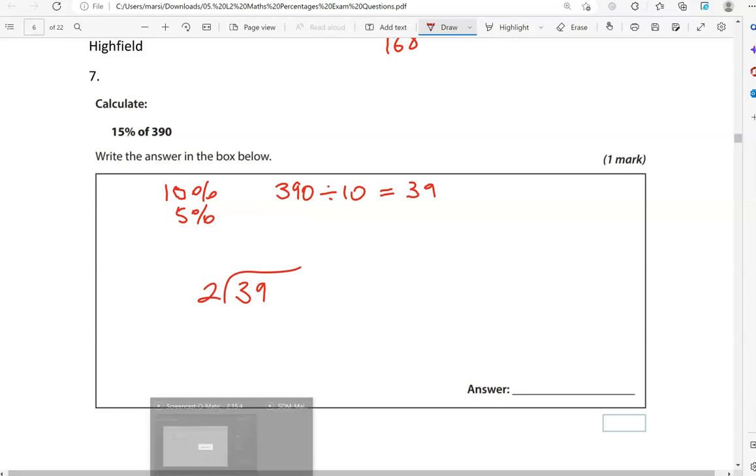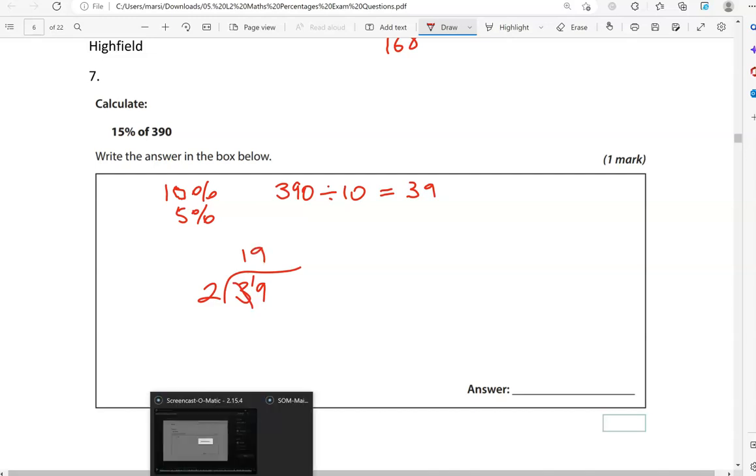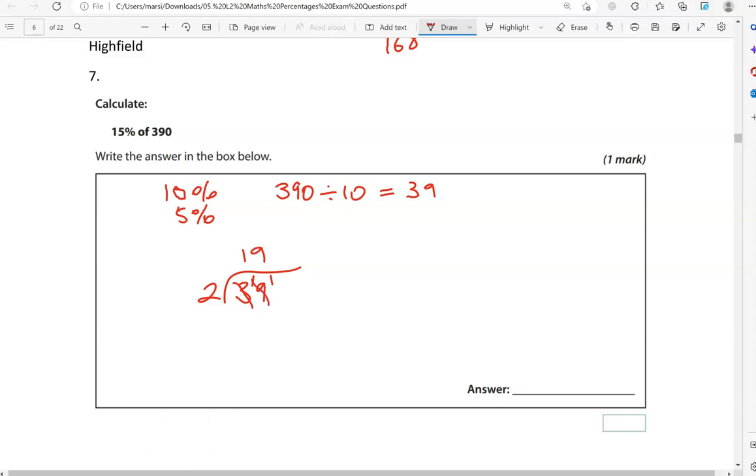Dividing by 2. So how many 2s fit into 3? That is just 1. We have 1 remaining. How many 2s into 19? That is 9, because 2 times 9 is 18. So we have 1 remaining. We've run out of digits, so we need to put a decimal point here. And we can add as many zeros as we wish. I'm going to add 1 here now. How many 2s into 10? That is 5. And there is nothing remaining. So 19.5 is half of 39. So that is also equal to 5% of 390.